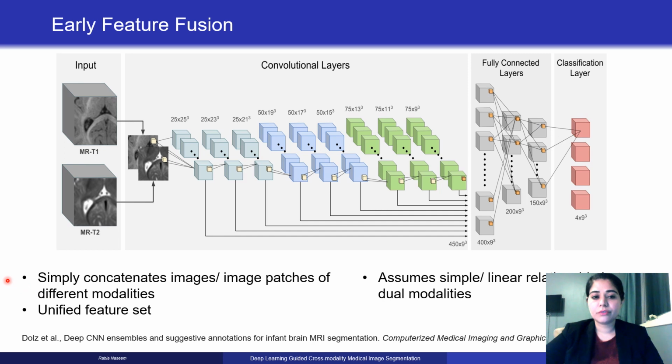In case of early feature fusion, the multiple images are concatenated simply as channels of the same image, and these concatenated images are then fed to the network. So the features are extracted from both images simultaneously, and these features are then provided to the classification layer. Because the images are simply concatenated in this category, these approaches simply ignore the nonlinear relationship existing between the images from different modalities.